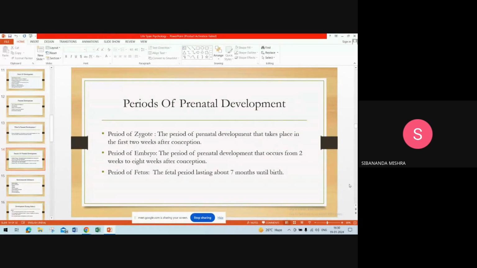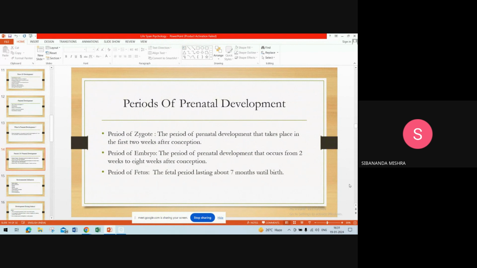the period of embryo, the period of prenatal development that occurs from 2 weeks to 8 weeks after conception. The embryo develops into a miniature human being. This stage begins on the 15th day after conception and continues until about 8 weeks. During this period, the cells of the embryo are not only multiplying, but also taking on specific functions. This process is called tissue differentiation.